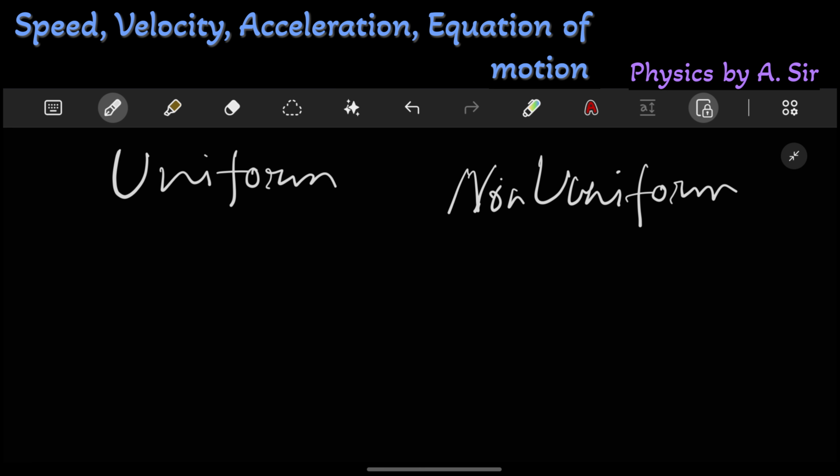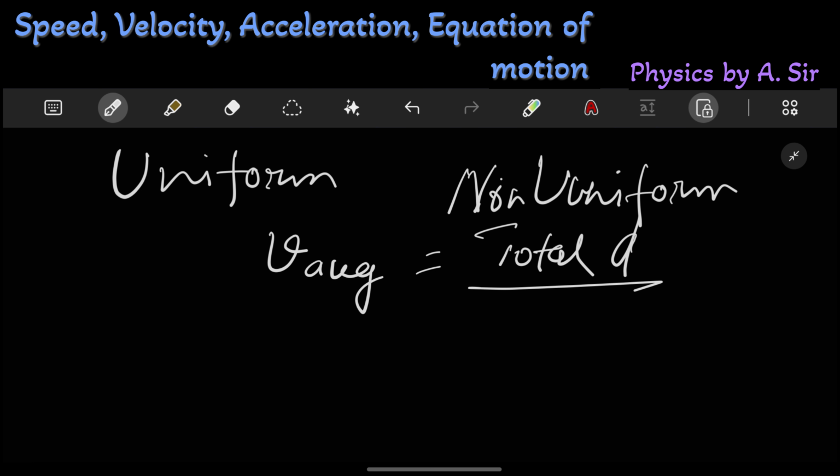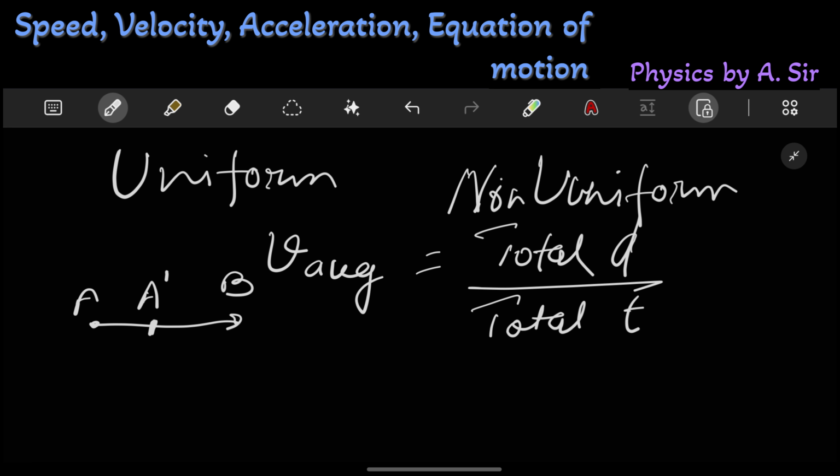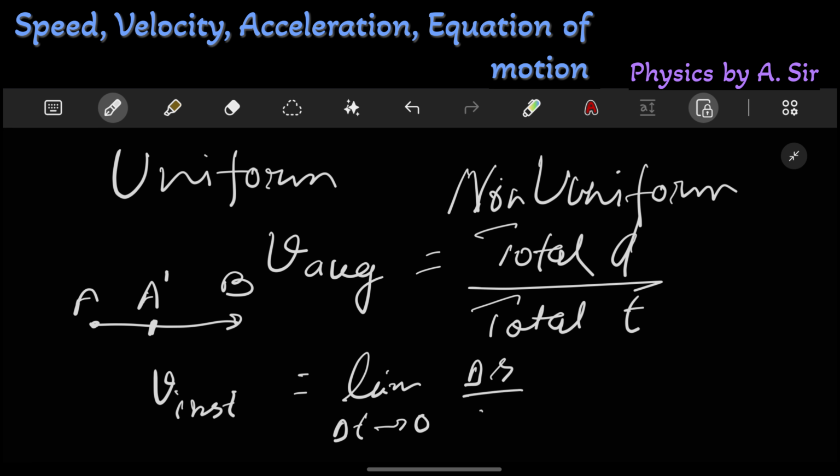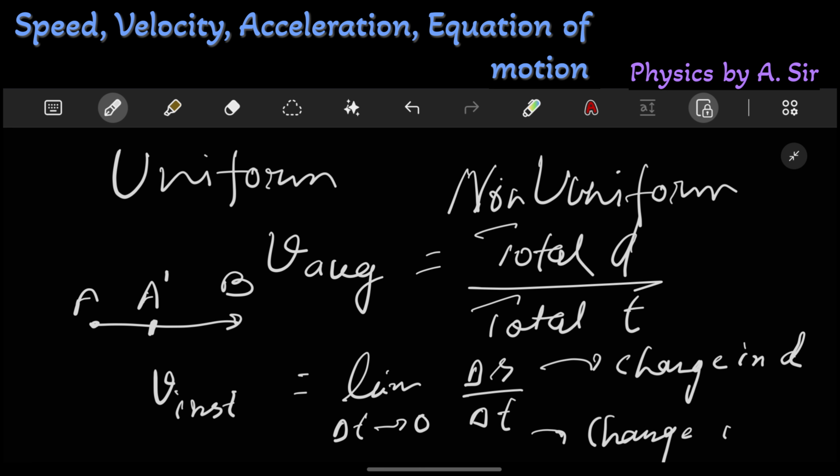Then average speed is total distance upon total time. And then instantaneous speed. Let's say someone is traveling from A to B and we have to calculate the instantaneous speed of this particle or person at a point A prime somewhere between A and B. Then v instantaneous equals the limit as del t tends to 0 of del s upon del t, where del s is the change in distance and del t is the change in time.